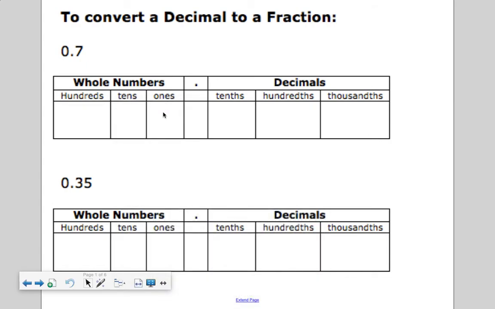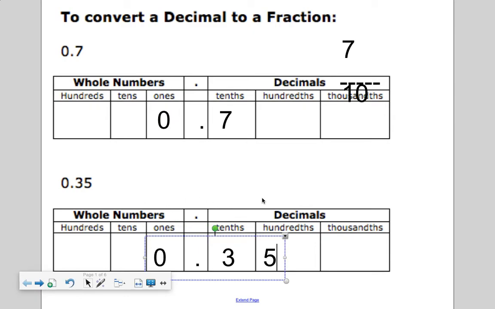So I know it's 0 and 7 is in the tenths place. So 7/10. To write it as a fraction, it is 7/10. Next one, 0 and 35 is in the hundredths place. 35 hundredths. So I'm going to write 35 hundredths.